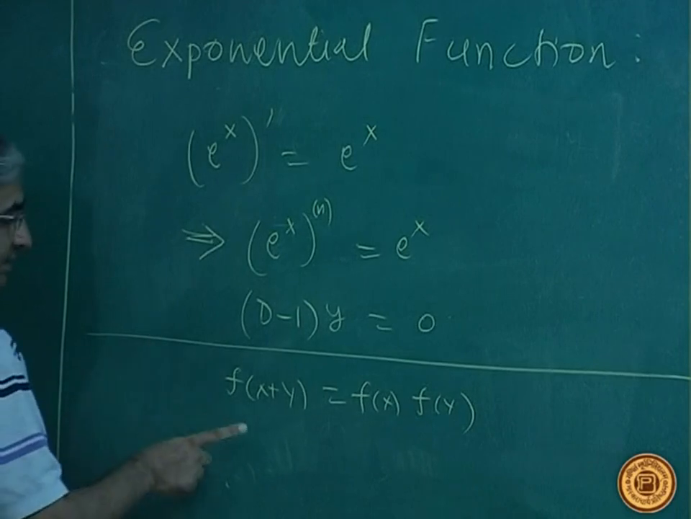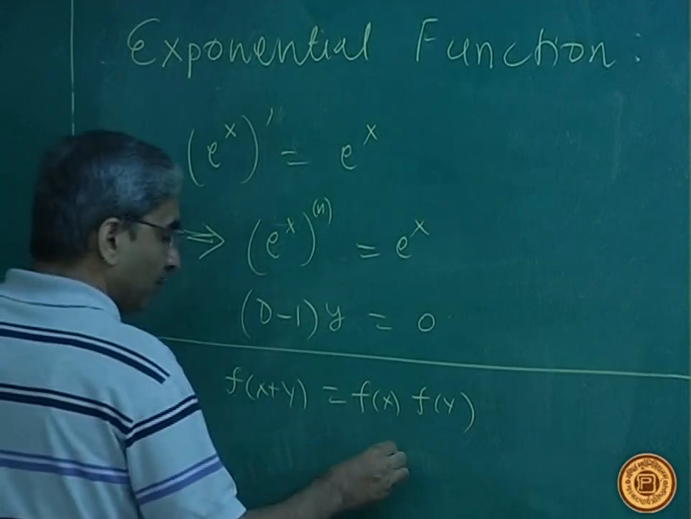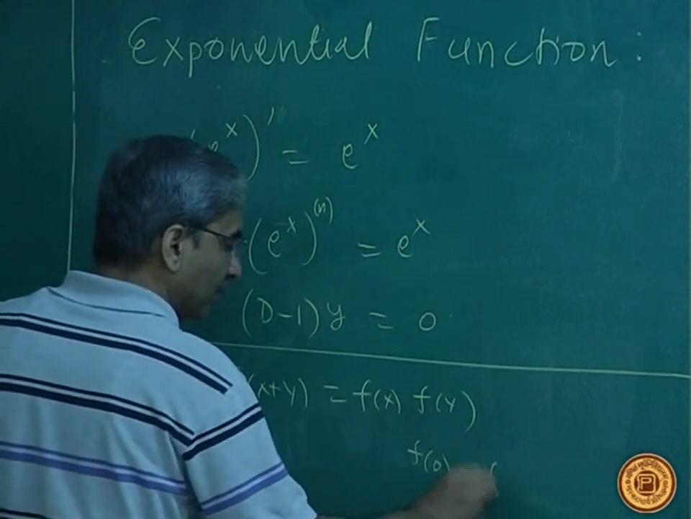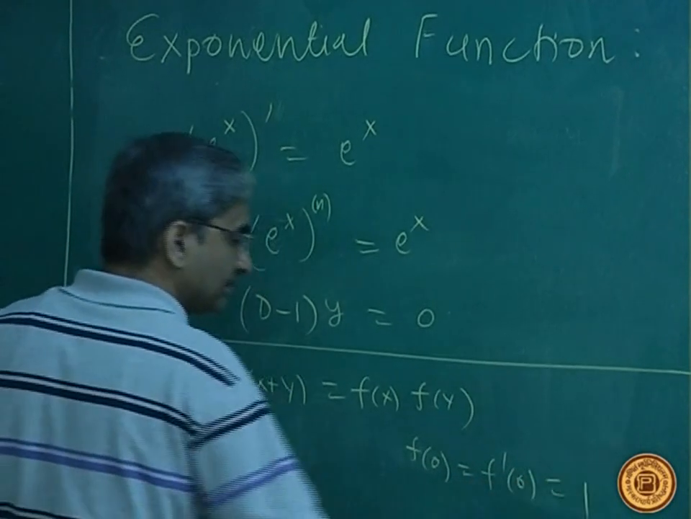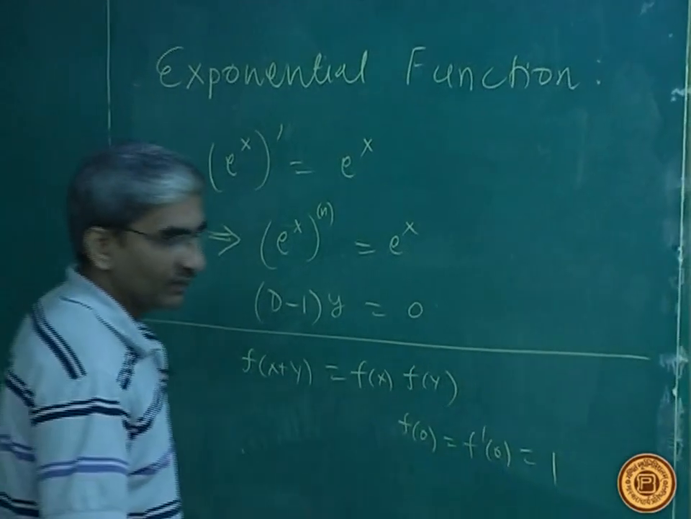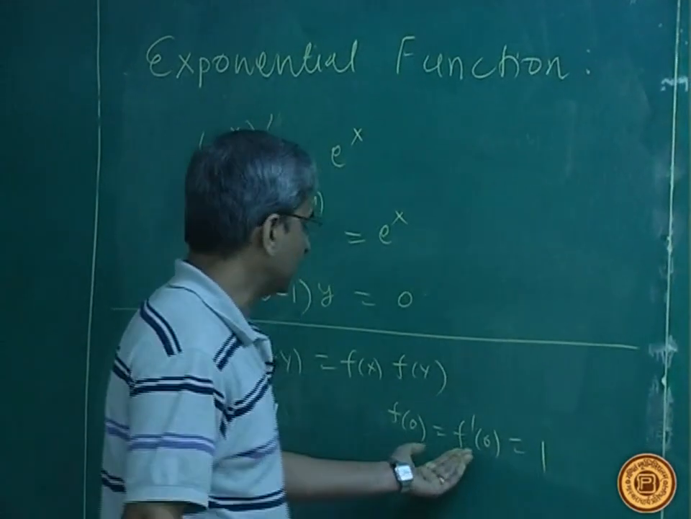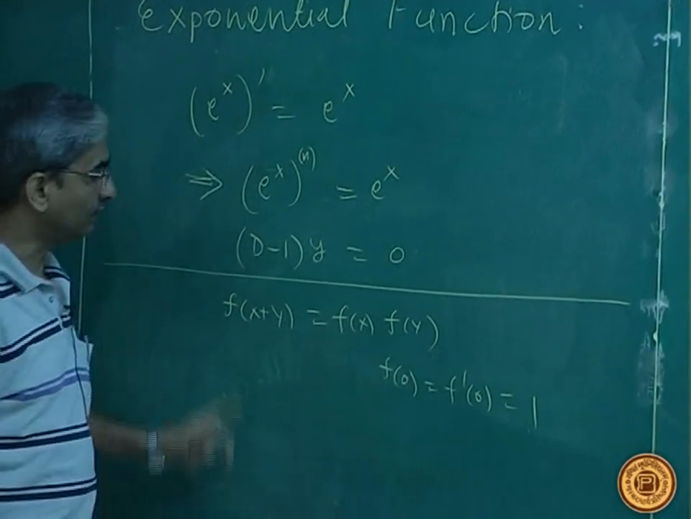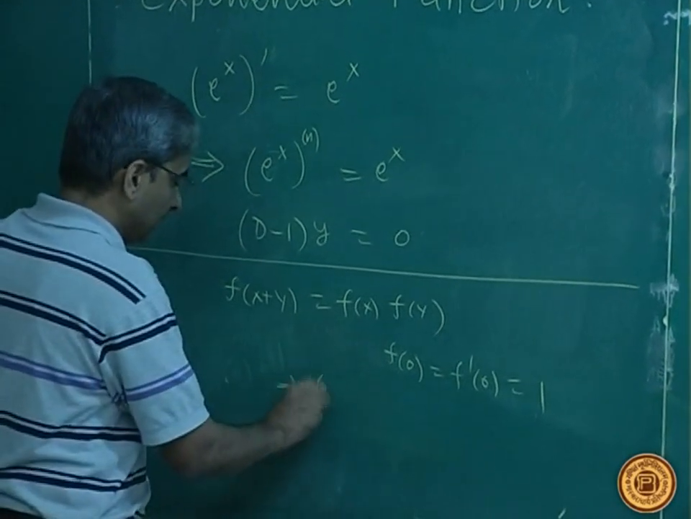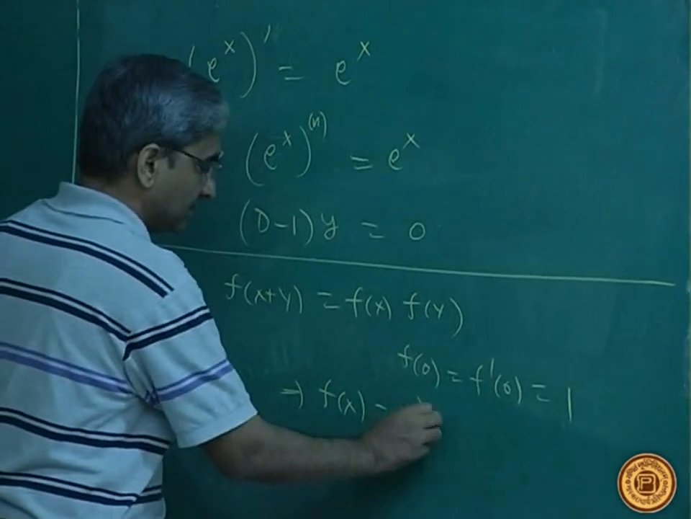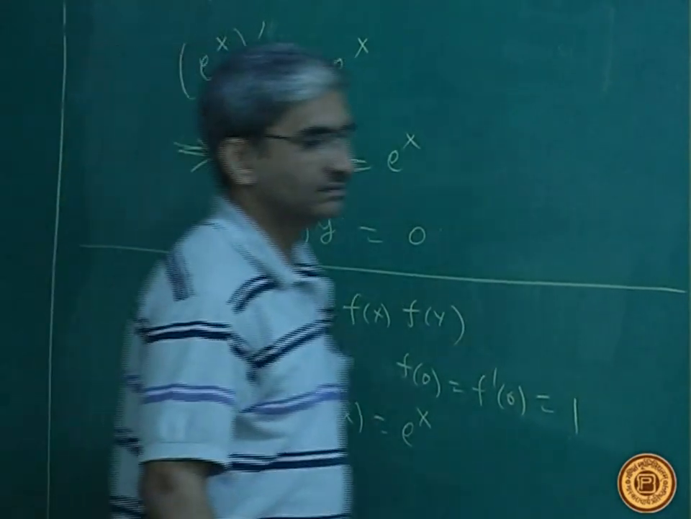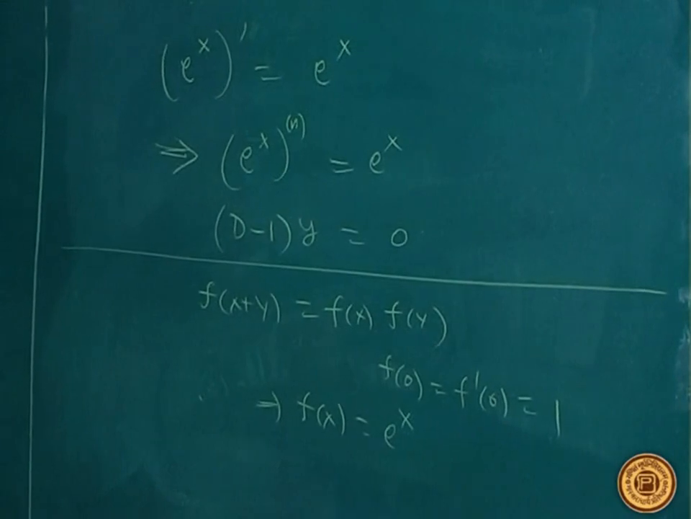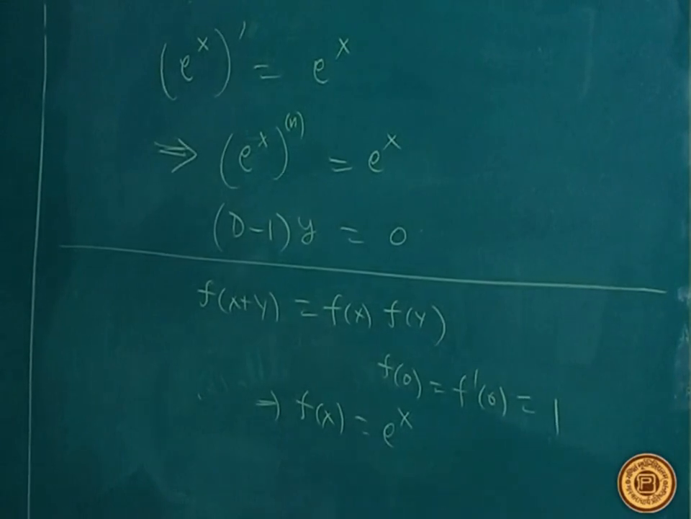And in fact, if you put conditions like f(0) equal to f dash 0 equal to 1, so it is assumed to be differentiable, then it is a unique function. So this implies then that f(x) is e to the power x. It implies that f is e to the power x.